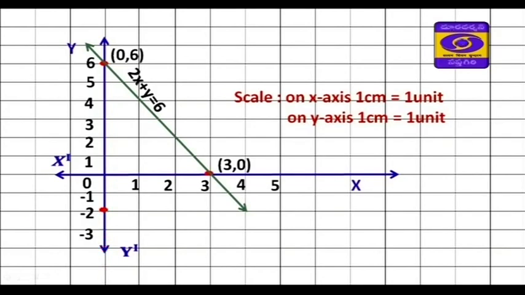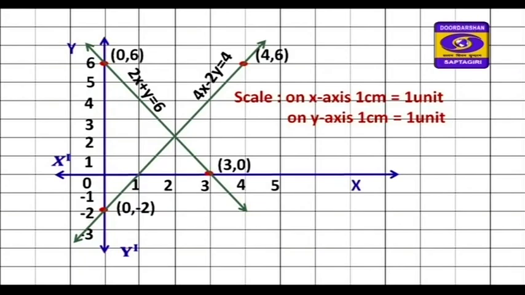Now, the second equation's points are minus 2, 0. Next, the other point is 4, 6, that coordinates are 4, 6. Then if you join these two points like this, the name of this line is 4x minus 2y equal to 4. These are the two equations we represent here. These two lines intersect at a point, the intersecting point. The coordinates of this intersecting point are 2, 2. Like that, we can find the solution, that is x equal to 2 and y equal to 2. So, the graphical representation of these two equations gives x equal to 2 and y equal to 2.